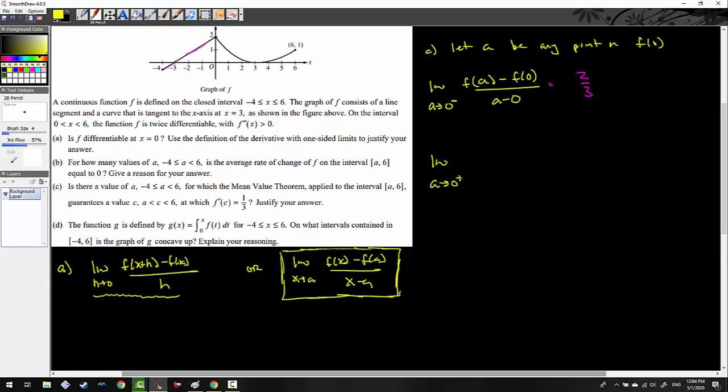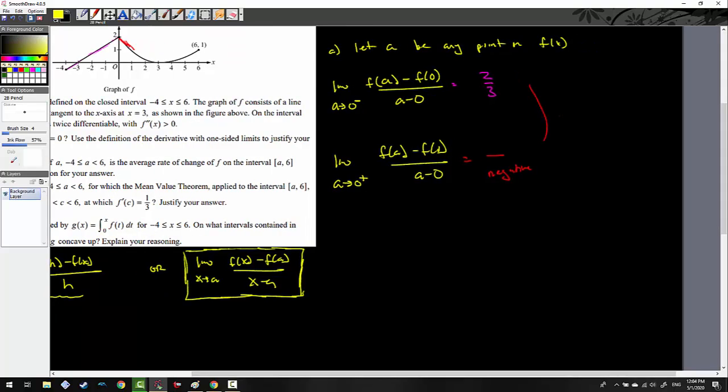Now, if I do the exact same thing, if I say, all right, the limit as a approaches 0 from the right of f of a minus f of 0 over a minus 0, well, unfortunately, they just told me it was a curve, and I could try to assume it's a half circle, but it doesn't really look very circular. But it doesn't matter what type of function it is. All I know is that this slope is negative. And since these guys don't match, I can then say that therefore f is not differentiable at x equals 0, because the slopes don't match each other on either side.